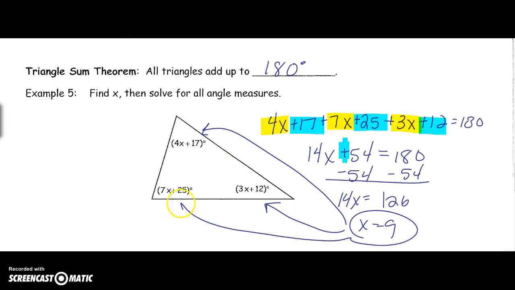And again, just like before, you're going to take this 9 and substitute it back into all three angles because we're going to classify by its angles. So you would say 4 times 9 plus 17, which gives you 53 degrees. And then 7 times 9 plus 25 gives you 88 degrees. And then 3 times 9 plus 12 gives you 39 degrees. All three of these angles are less than 90, so this is an acute triangle.